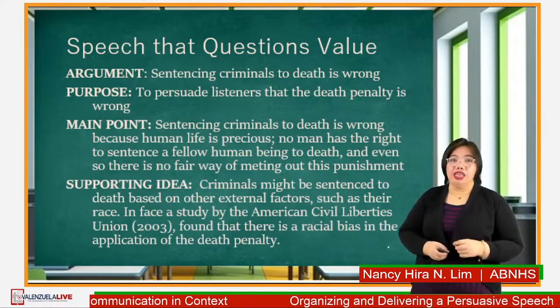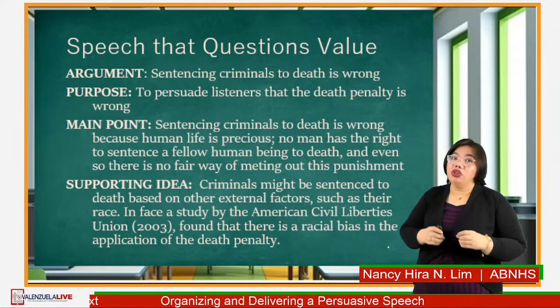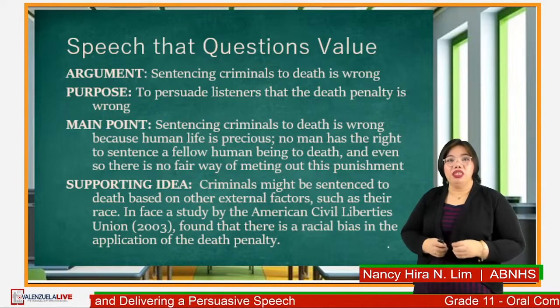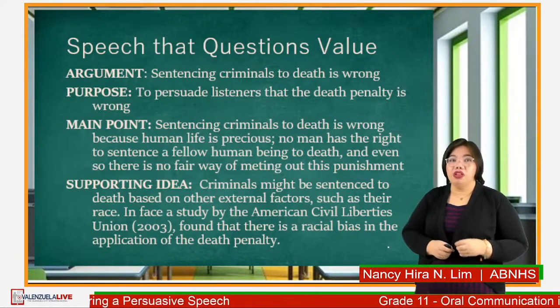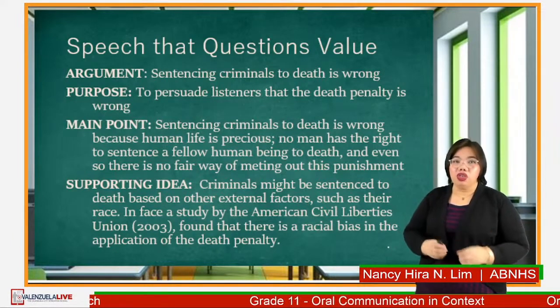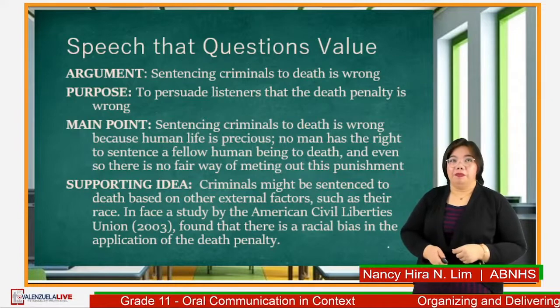For the supporting idea, criminals might be sentenced to death based on other external factors such as their race. In a study by the American Civil Liberties Union of 2003, it was found that there is a racial bias in the application of the death penalty.